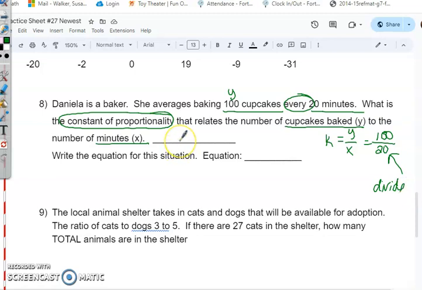That goes right here. Now, it says write the equation. Well, if it is constant of proportionality, that means I'm using Y equals KX. So whatever you get for K, you're going to erase that and put that number. So it'll be Y equals and then a number and then X.